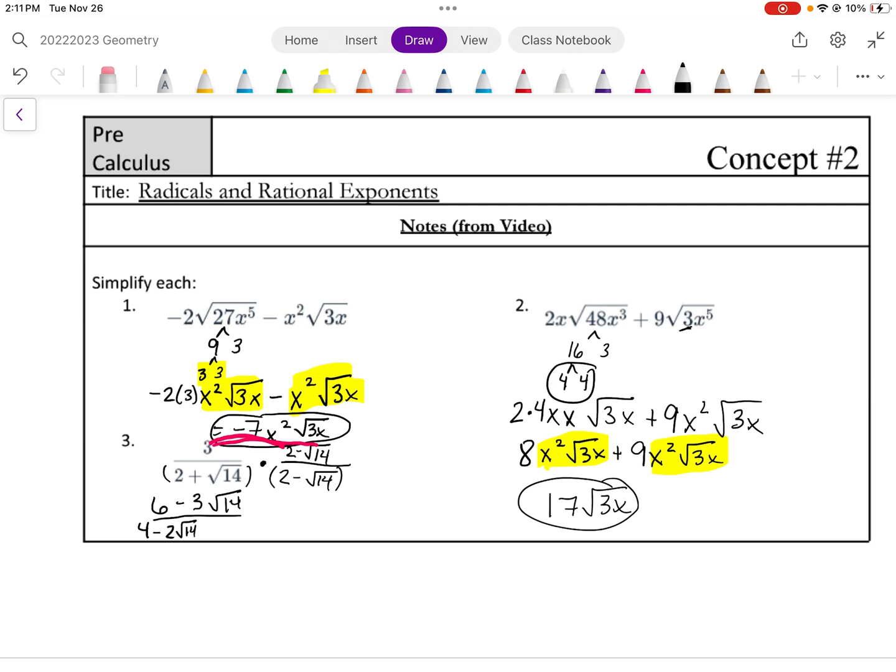And then I have 2 times positive square root of 14 on the inside. And that's where those terms are canceling out. And then my last 2 terms, I would have square root of 14 times negative square root of 14, which is a negative 14. So let's just clean this up. On the top, I have 6 minus 3 square root 14. On the bottom, these 2 middle terms are gone, so I'm just left with 4 minus 14, which is negative 10. I can leave it at that.